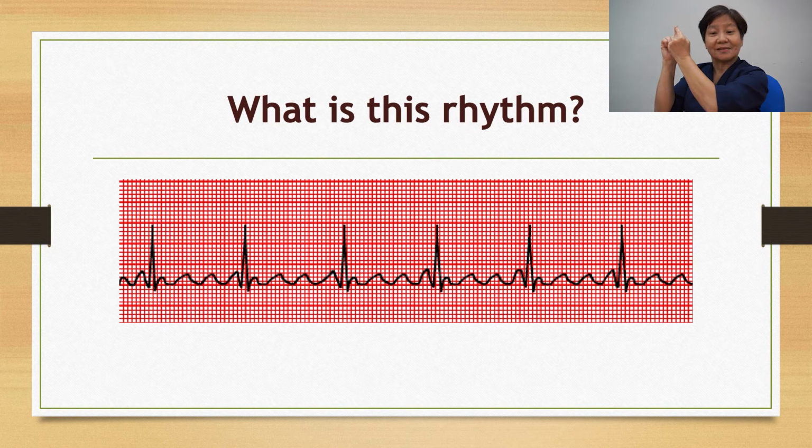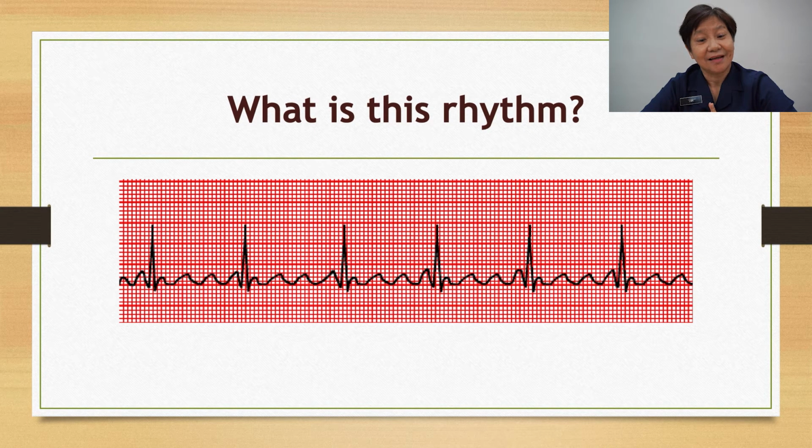Then at the time the AV node says, okay, it has slowed down a bit, I'll let you go. Once it lets you go, you go through your AV node to your left bundle and right bundle. Then you have your QRS there. That's why you have so many flutter waves here. It depends on how many times the AV node allows it to go.